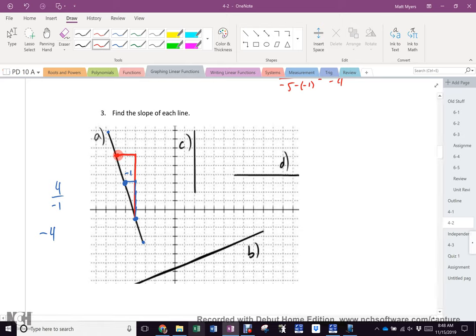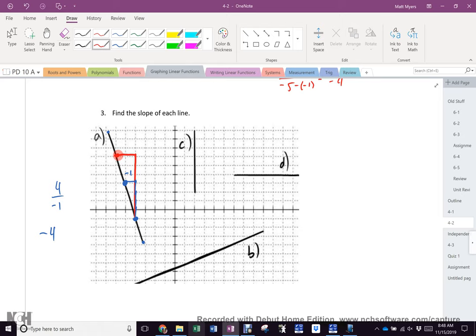Now, who's right? Who gets the full marks? Both get the full marks. Why? Because they both showed me they understood the concept of rise over run. And we are graphing, and graphing is not exact. Does everybody understand? All right.